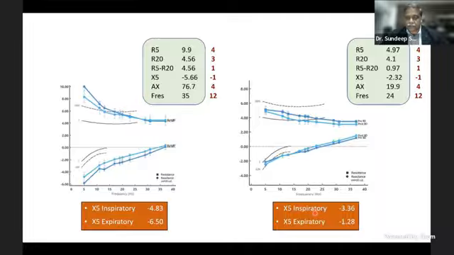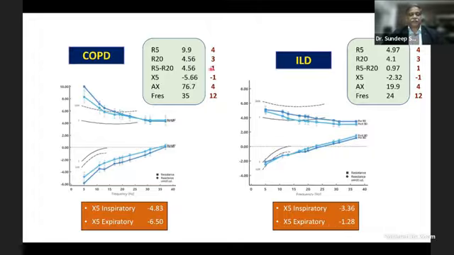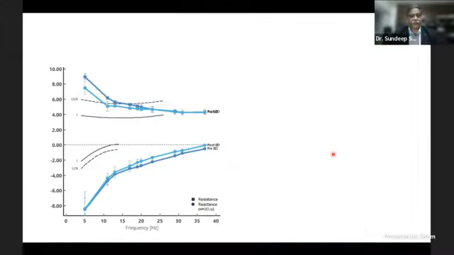Now look at this one. X5 inspiratory is minus 3.3, X5 expiratory is minus 1.28. So the X5 inspiratory is more negative than the X5 expiratory. What is this? So what does this tell you? Restrictive lung disease. So this is COPD and this is interstitial lung disease, classical cases that I've showed you over here.